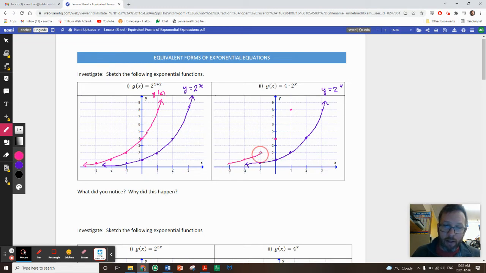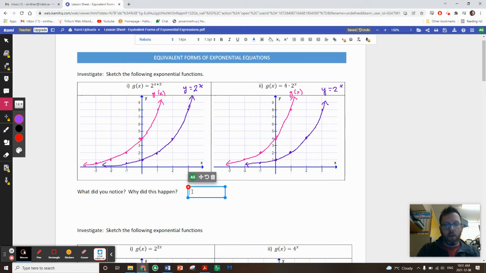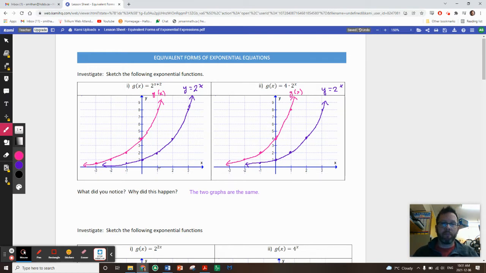What you actually see is that these two graphs are the same. These two completely different looking exponential functions actually produce the same graph. They're equivalent. So what do we notice? The two graphs are the same. Well, why did this happen? Well, we can talk about why this happened.